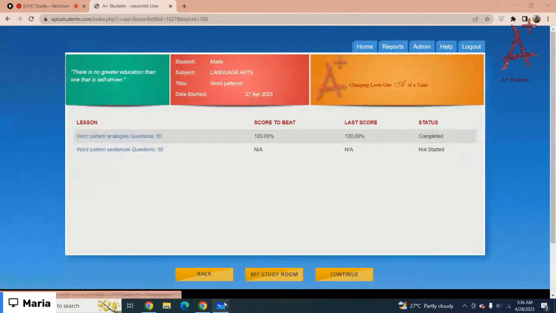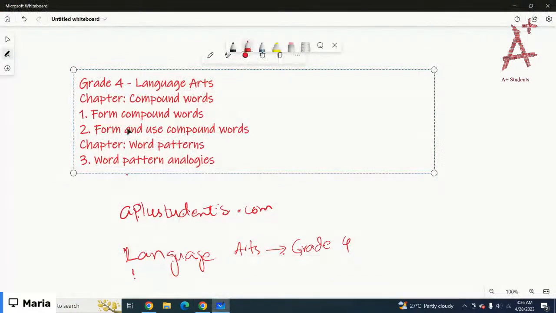So we were working on grade 4 language arts. We have started with the chapter compound words, and the lessons we have covered are form compound words and use compound words. Then we have started the chapter word patterns, and the lesson we have covered is word pattern analogies. Please make sure before the next session you complete all the test questions for the lesson we did today. If you need more help with the lesson, you can contact any tutor on Skype.